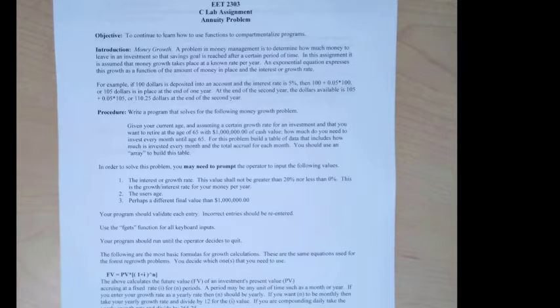And so what are the inputs to this program? Obviously your rate of return, your current age, and your ultimate savings goal. Your program should validate entries such as the rate of return. Again, I want to emphasize you should be using fgets for all your inputs. And the program should run until you decide to quit. You may want to play around with different rates of return or different final values. That's up to you.